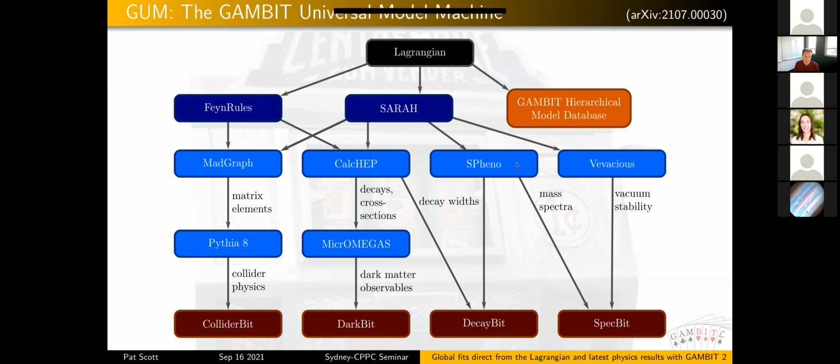We take the outputs of SPheno, so the decay widths, and also put them into DecayBit. You can choose whether to use the CalcHEP or SPheno ones. And the spectrum generation code goes into SpecBit, and that's used together with Vevacious to give you the vacuum stability and also to actually calculate the masses of the particles involved.